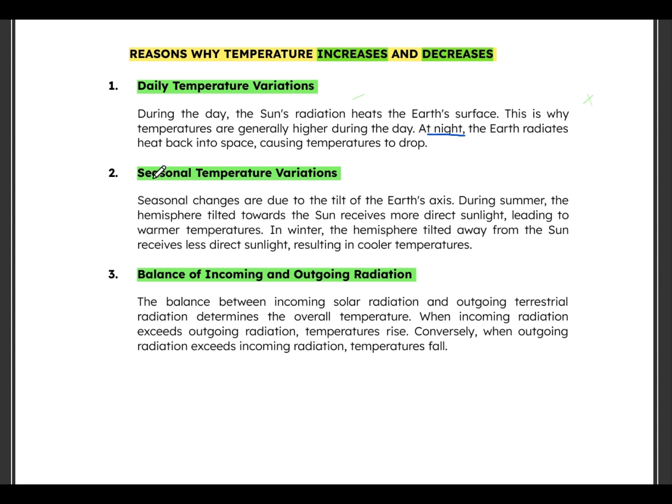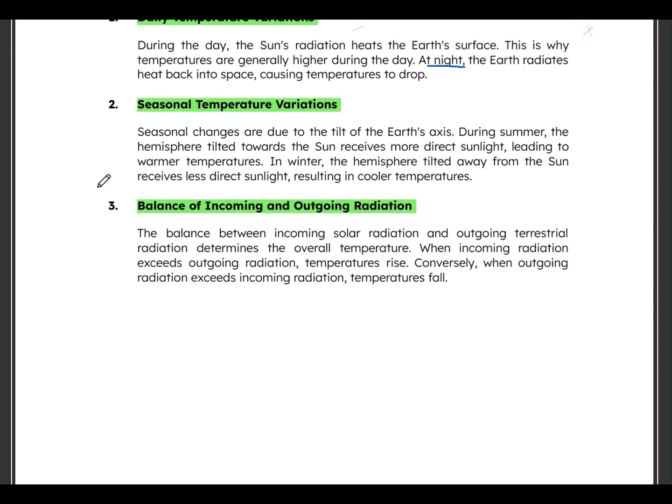The second point is seasonal temperature variation. Of course, the seasons we are talking about are spring, summer, autumn, winter. And as I said, don't worry on this one. I'm going to explore this in larger detail as we continue. But for this purpose of the lesson, let's look at this. Seasonal changes are due to a tilt of the Earth's axis, right? So during summer, the hemisphere is tilted towards the sun, which receives more direct sunlight, leading to warmer temperatures.